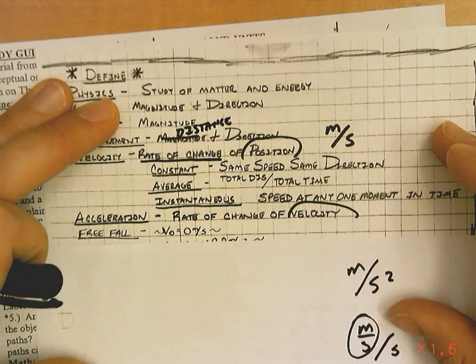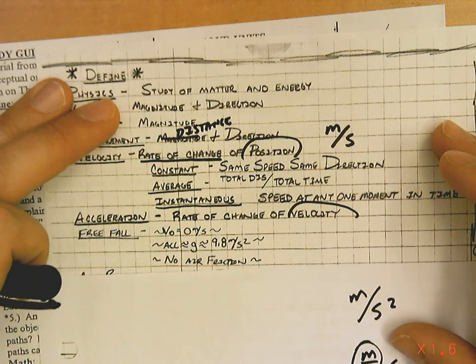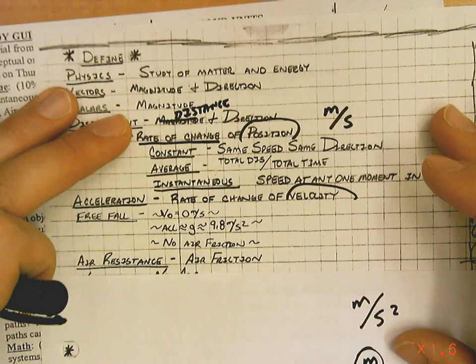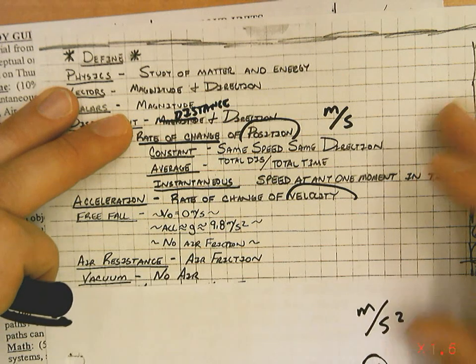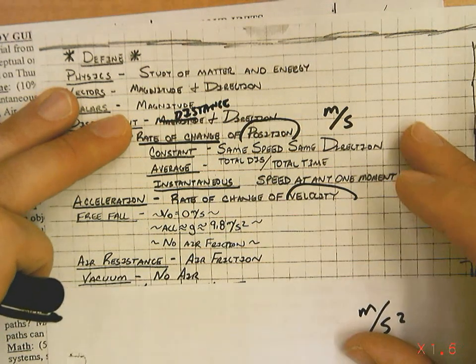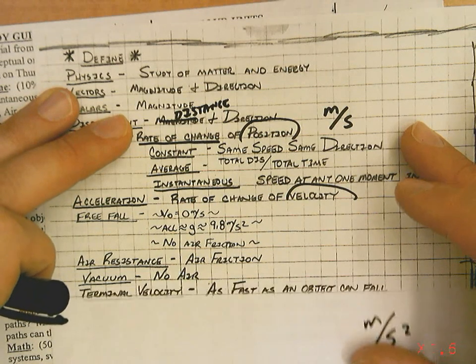Free fall, 3 conditions. Starts at rest, 0 meters per second. Gravity's constant, 9.8 meters per second squared, and we don't have any air resistance, no air friction. For air resistance, we're back to air friction again. So we have no air friction in a vacuum. And that's the next thing, which is no air, vacuum, no air. You know, space is close to a true vacuum, but not even space is a true vacuum.